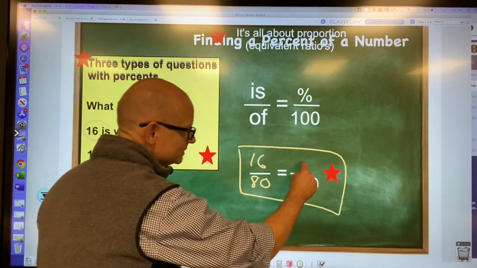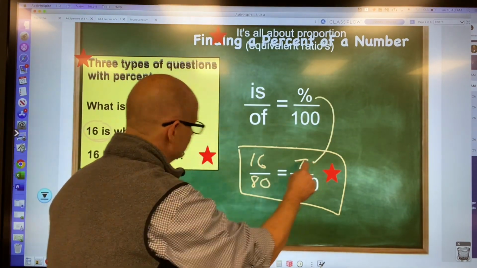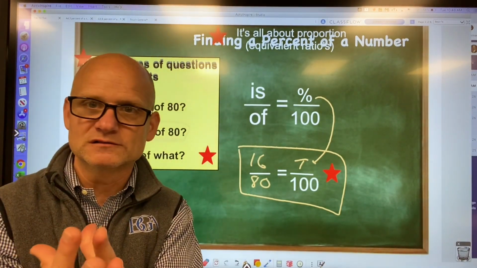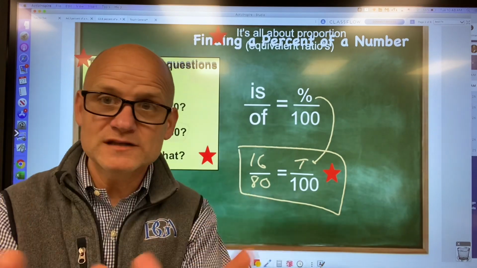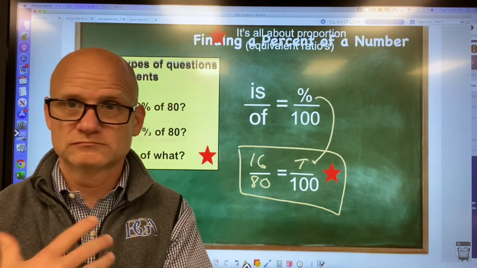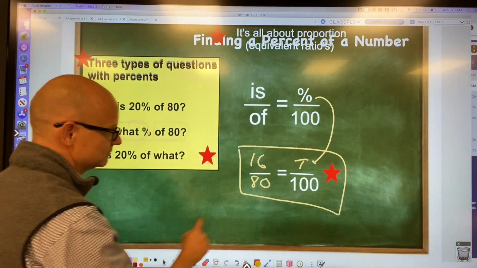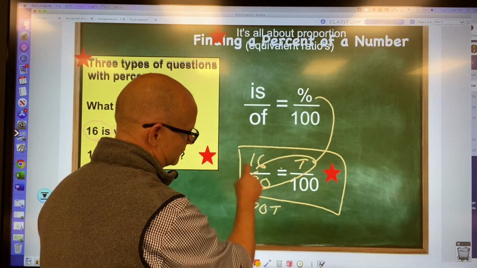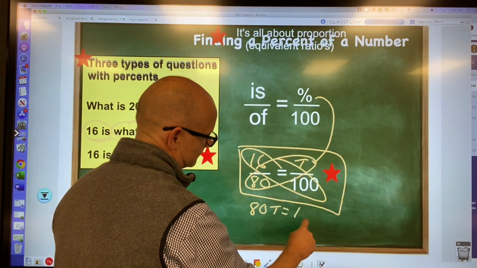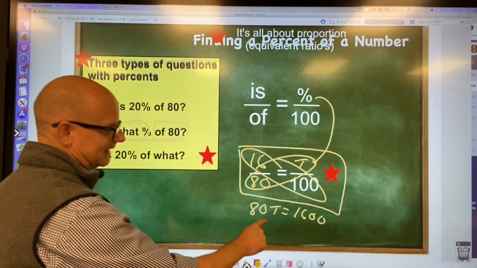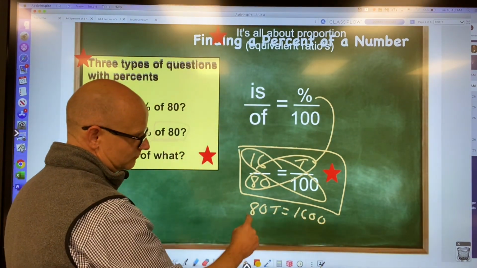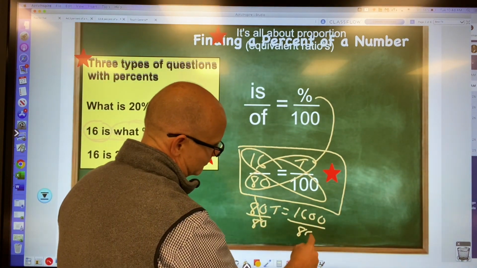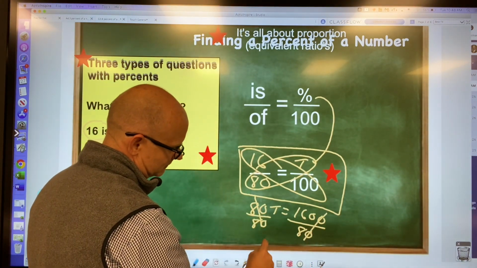What we don't know is the percent. See, we're saying what percent? Okay, but we now have a proportion. And once we have this, you just butterfly. So we're going to multiply this way, which is 80t, and multiply this way, which is 1600. And so now we just say 80 times t is 1600. We'll divide by 80 and divide by 80. Remember, you can cancel a 0 with a 0.